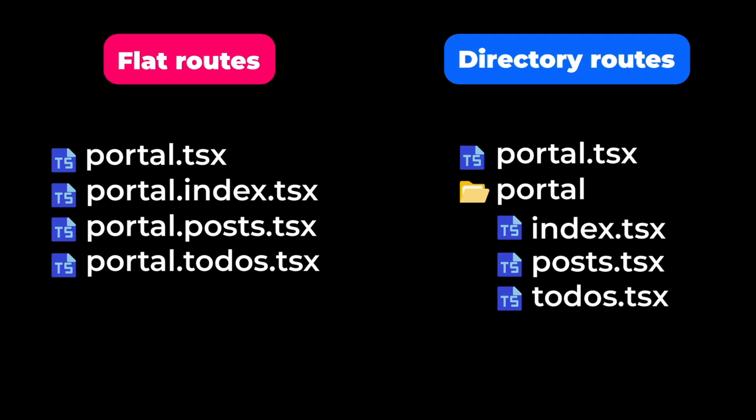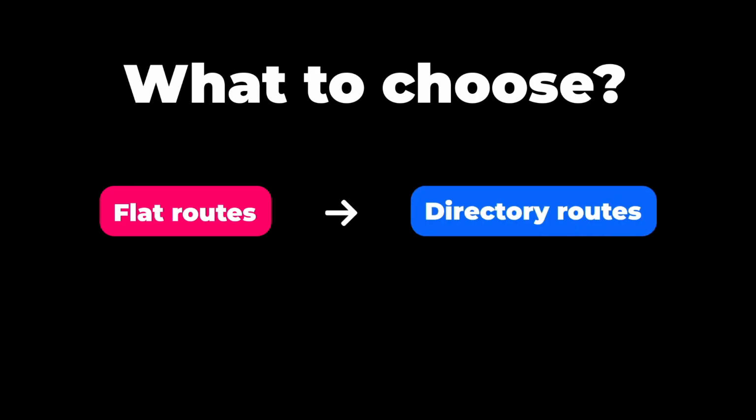Now both methods do the same thing. However, using folders looks much cleaner because we don't have to prefix the routes with their parent. And it's more organized as well. Now, you should choose what works best for you. I prefer starting with flat routes, and once I have too many nested routes, I organize them into folders.